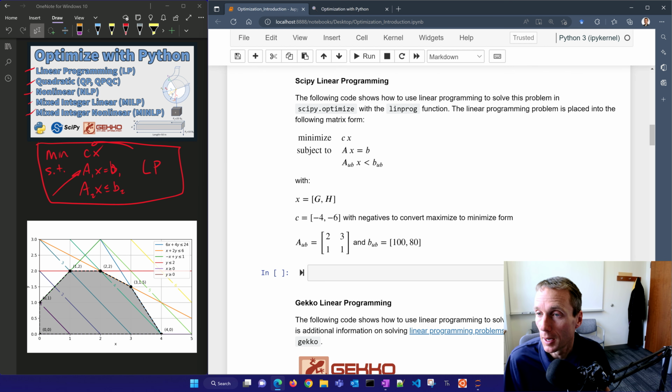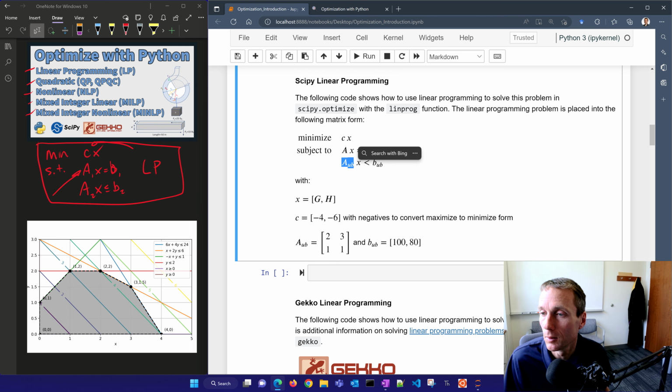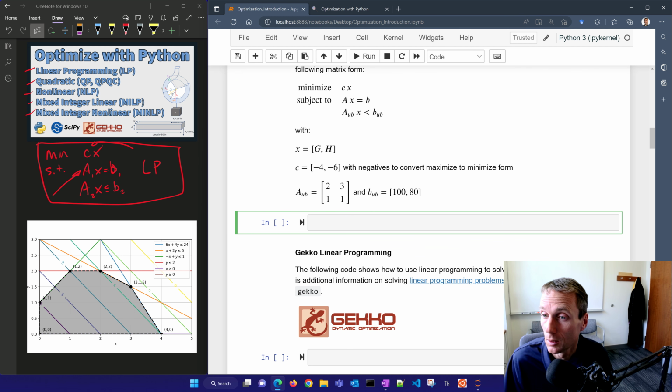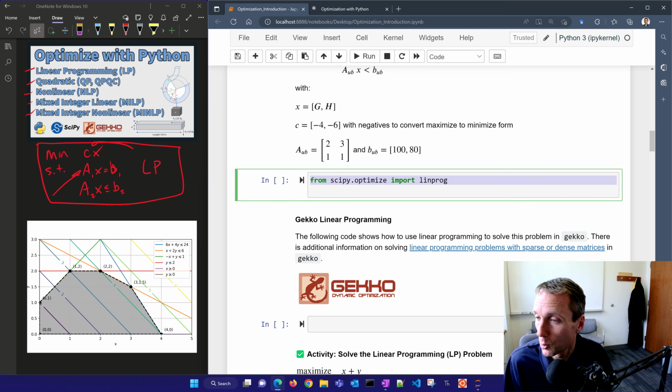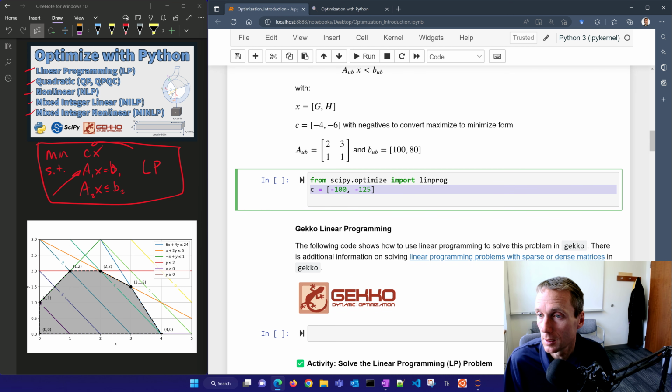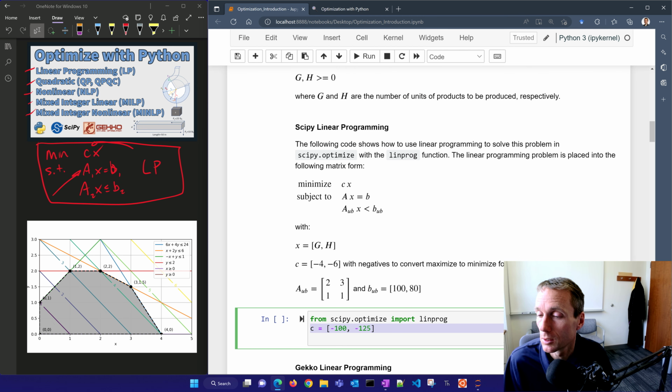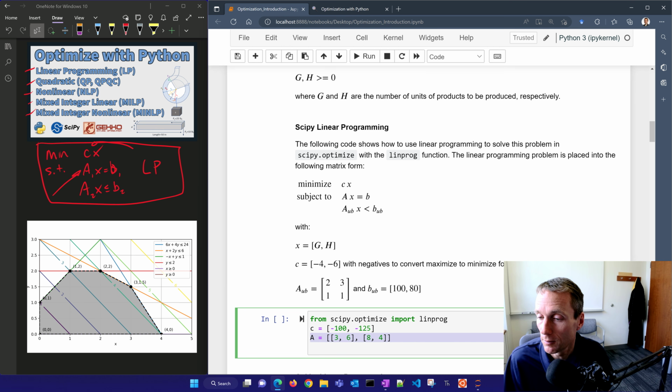So let's start with SciPy linear programming. Here's our standard form right here. Instead of A1 and B1, A2 and B2, they use this A upper bound and B upper bound. So you can just fit it into these forms and then solve it. Okay, so here is SciPy. We're going to import linprog, and there's our C matrix. We're going to convert it to a minimization, so we have to multiply by negative to get it into the minimization form. And then there's our A value, and there's our B value.